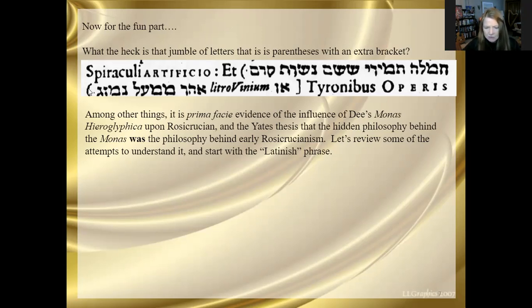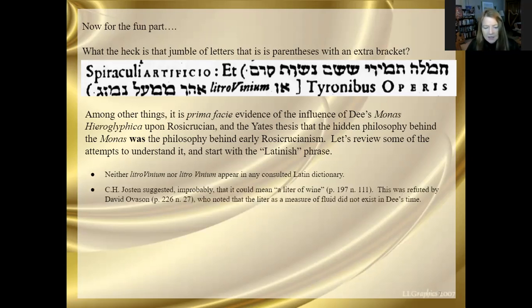Let's look at this Latinish phrase, litro vinium. I mean, it kind of sounds like wine. We know that there's spirits of wine and stuff used in physical alchemy. It'd make sense to go that way, except this isn't a word. It doesn't appear in any Latin dictionary that I've consulted, and I've consulted a lot. And C.H. Josten, who was an excellent scholar of Latin along with physical alchemy, seemed to have just kind of blown his mind. He said, well, maybe it could mean a liter of wine, which doesn't really make any sense. David Ovason pointed out a couple decades later that that measure of fluid, a liter, didn't exist in Dee's time. That makes no sense.